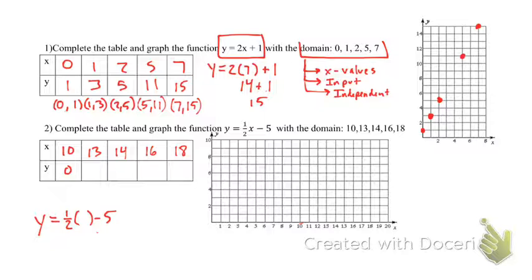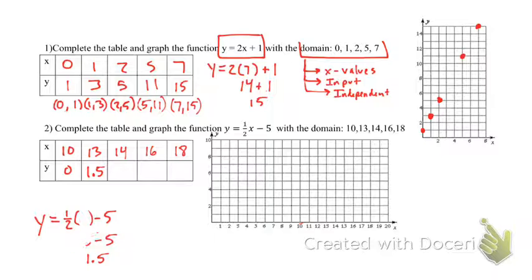We plugged in 10. Now let's plug in 13. Do the math here. Half of 13 is actually 6.5 if you calculate it correctly. 6.5, bring down the negative 5. If you do this math, you get positive 1.5. Okay. And then we just continue plugging in and doing the math.